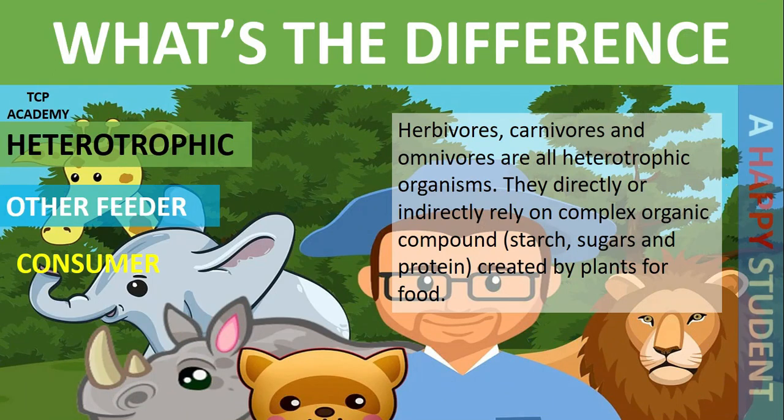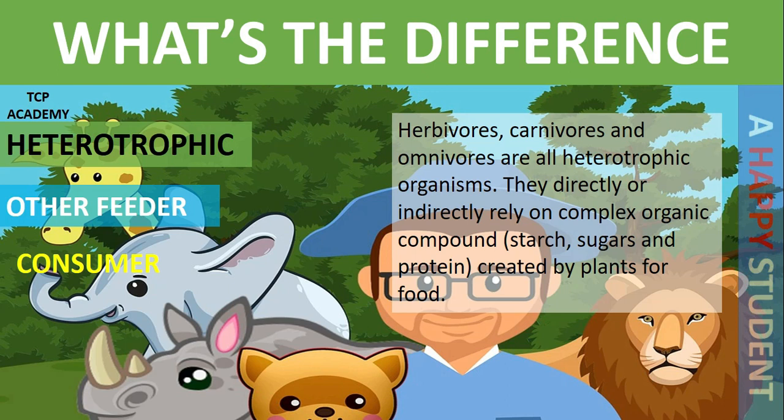We have heterotrophic nutrition. And organisms that are heterotroph, they rely on other organisms for food, such is the case with consumers. If you look at the photo, you are seeing lion, human, bear, rhino, elephant, and of course a giraffe. Now, all these are consumers.